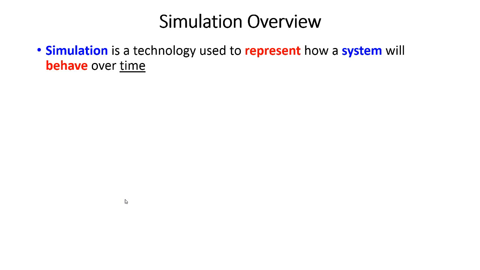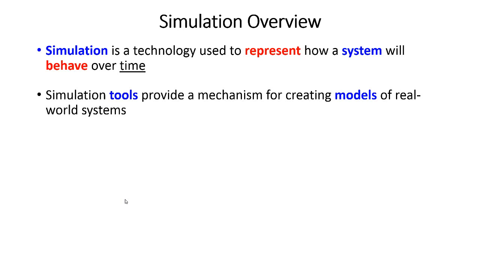I want to give you a little bit of an overview of simulation so that you understand what it does and why we're actually using it. Simulation is a technology to represent how a system will behave over time. Simulation tools provide a mechanism for creating models, and that's a key concept here. We're actually building models that represent real-world systems or some aspect of a real-world system.